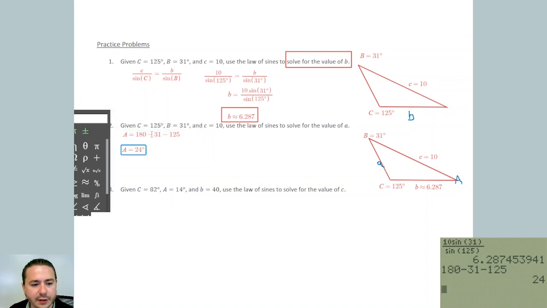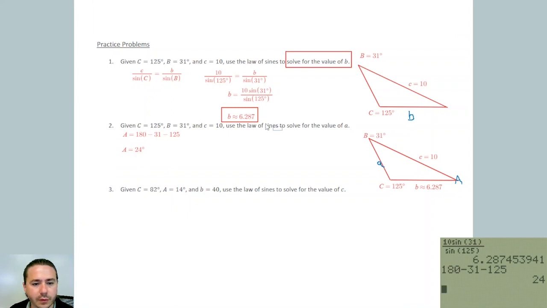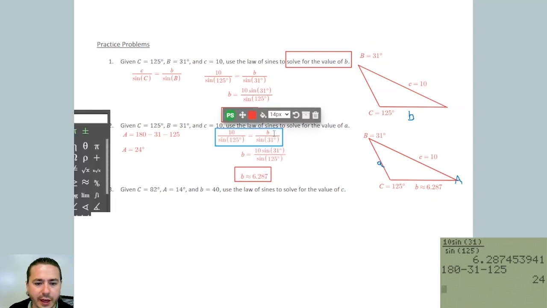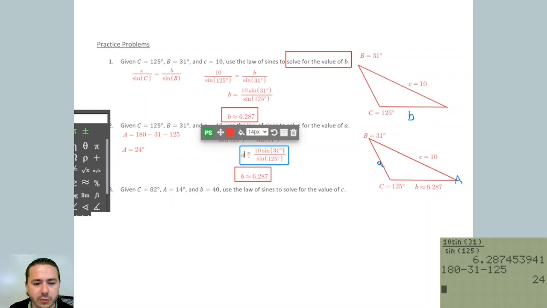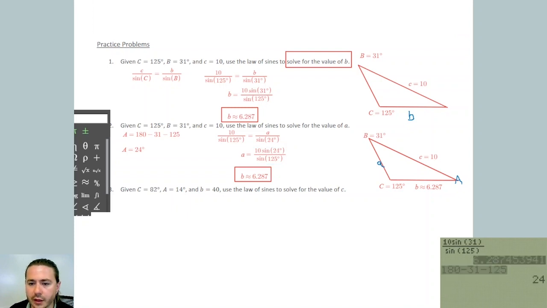And we'll use that in our law of sines with a very similar setup as what we did before, except that instead of B, we're going to be working with A here. So we'll have A over the sine of 24 degrees, which is what we just found. So A should be equal to 10 times the sine of 24 divided by the sine of 125. And we need to type that in.